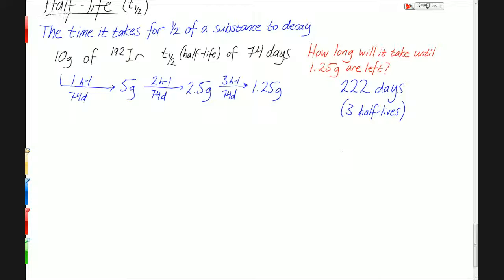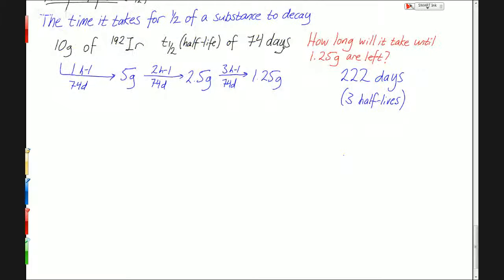All right, let's try another one. We can also look at half-life in terms of the amount of radiation, because that's going to be cut in half each time also, just like the mass is cut in half each time. So let's say we have a sample of the same stuff that gives off 8 times 10 to the 4th becquerels.